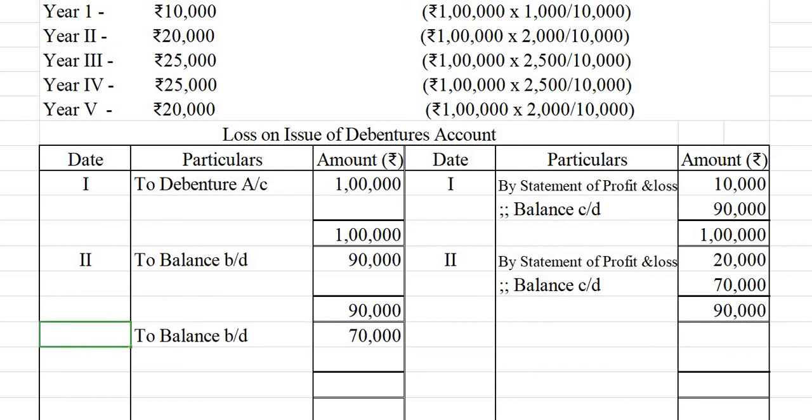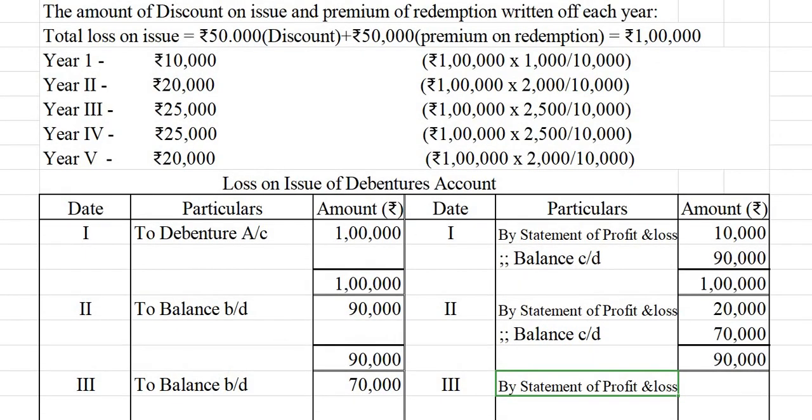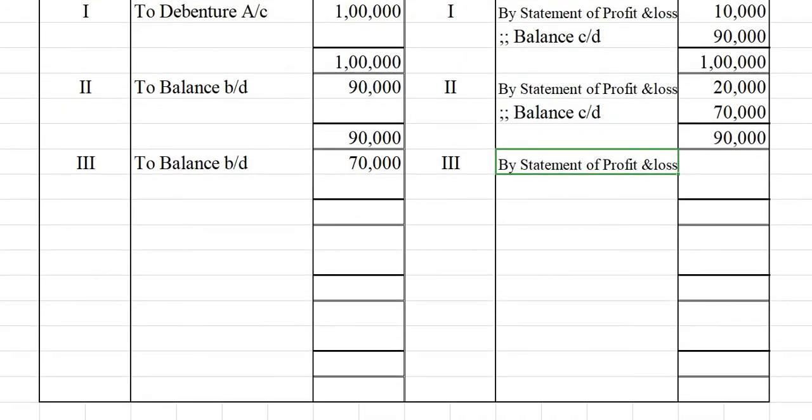That will be in the third year. So in the third year again we are writing off from the profit. How much? This year 25,000. In the third year, how much do we have to write off? 25,000 will be written off. And the balance is 70,000 minus 25,000, that is 45,000, the closing balance.